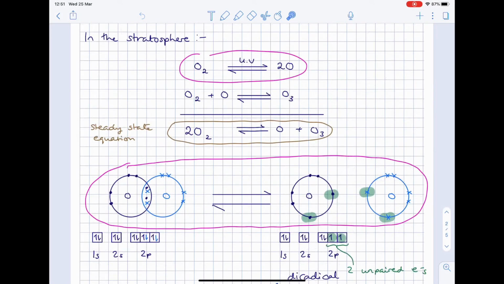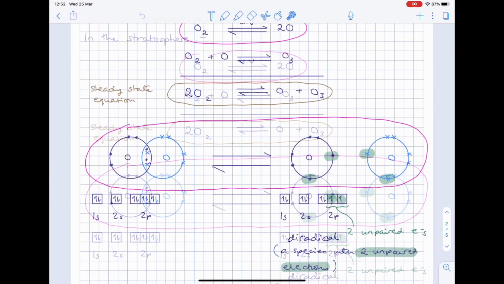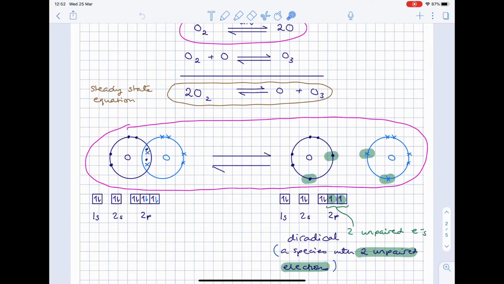Just to remind ourselves that ozone is produced in the upper atmosphere, in the stratosphere, when oxygen molecules are broken down homolytically by UV light. So the double bond breaks in oxygen and we have diradicals. So these are diradicals as they have two unpaired electrons as shown on the electron configuration.